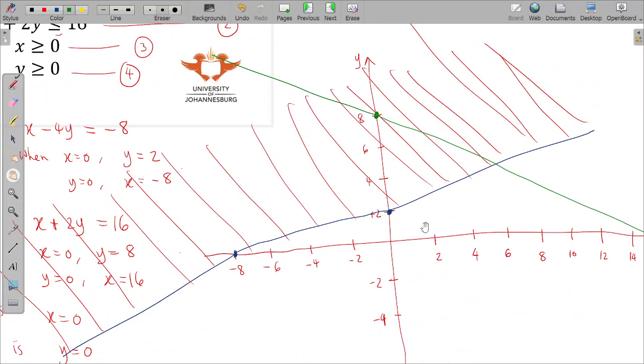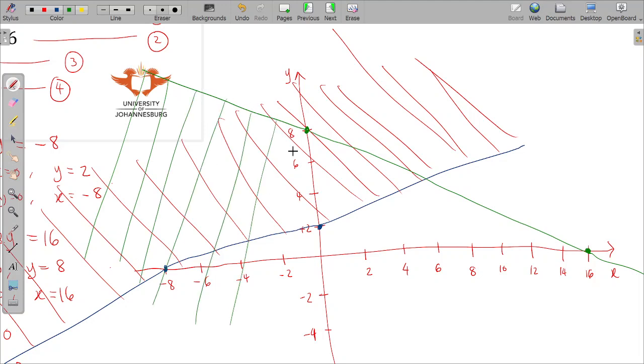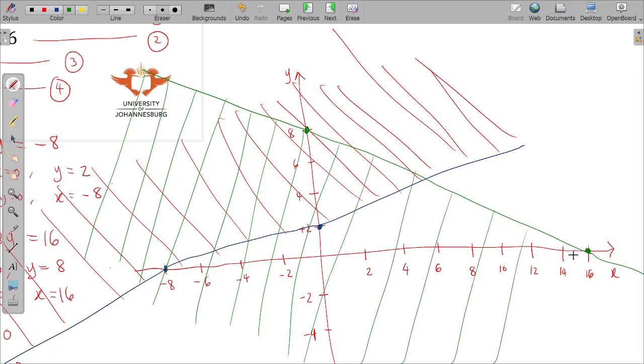So I'm shading the side of the point I pick. I pick 0, 0 here, so I'm shading this side because that is true.